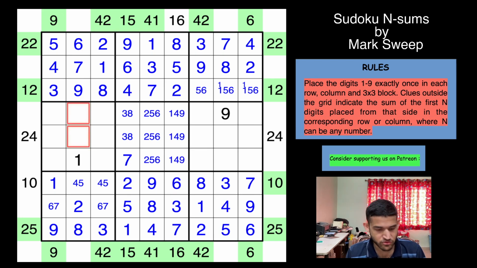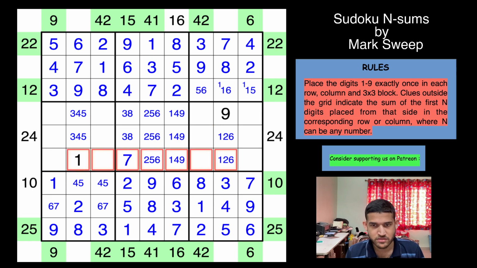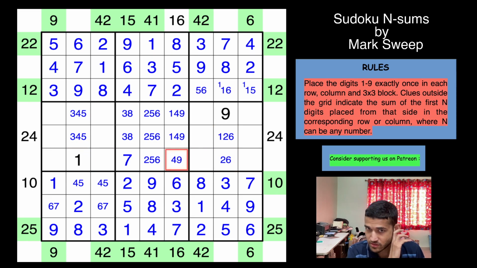Now this will be 3, 4, 5. 6 here removes the 6. 5 here removes the 5. These will be 1, 2, 6. Can't have 1 here or a 1 here. 9 is not here.